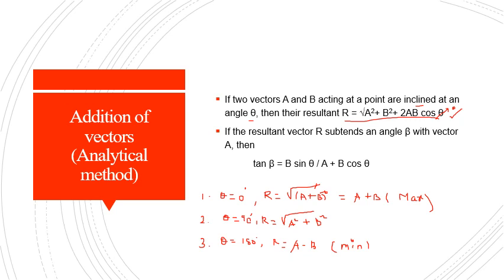And we solved three conditions. If theta equals 0 degree, the resultant magnitude is A plus B, where you get the maximum magnitude. If theta equals 90 degree, the resultant will be square root of A squared plus B squared. If theta equals 180 degree, the resultant equals A minus B. This is the condition for getting the minimum magnitude.